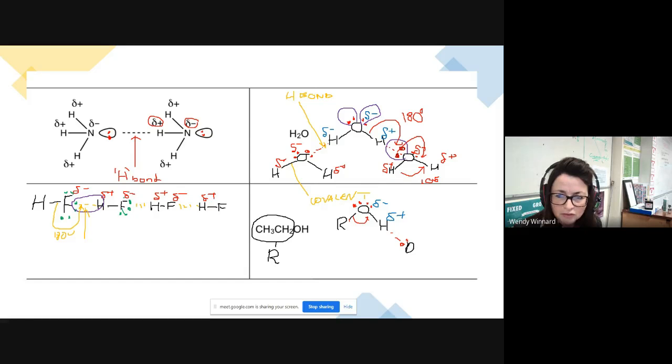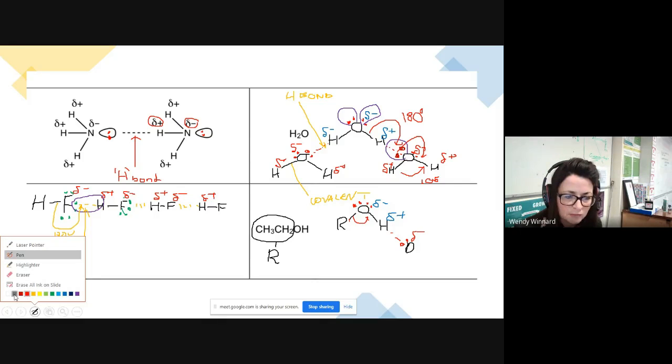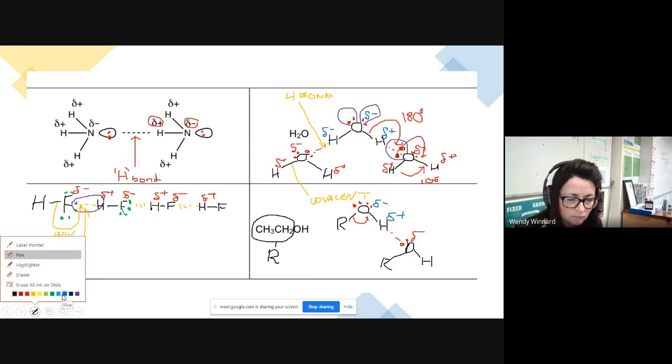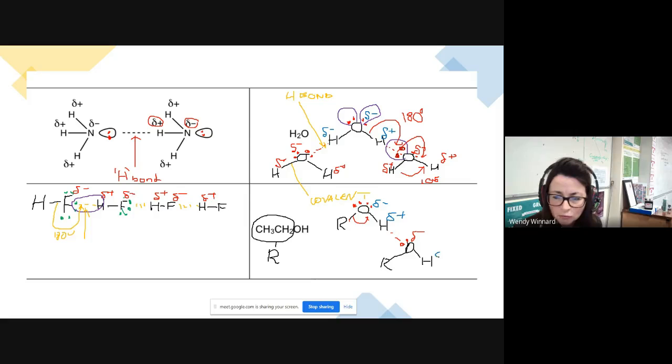There we go, lone pair of electrons on your oxygen, which is very delta minus. There's hydrogen bonding between alcohol molecules. But alcohol molecules can only form one hydrogen bond per molecule. So when you put your vodka in the freezer, it actually stays liquid because it can't extensively hydrogen bond like water. So that's your covalent bond. That is your H bond.